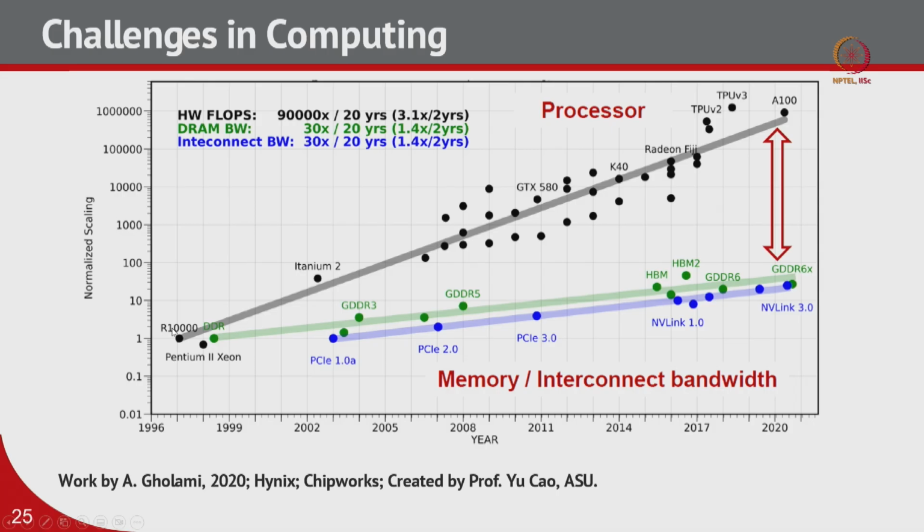And the different dots are actually different processors, like you can see Itanium 2, then some TPUs are also there, and this A100 is nothing but the NVIDIA GPU, right. So different dots correspond to different processors, and then the gray line is the trend they have shown, right. Now this green line and the blue line show the DRAM bandwidth and the interconnect bandwidth.